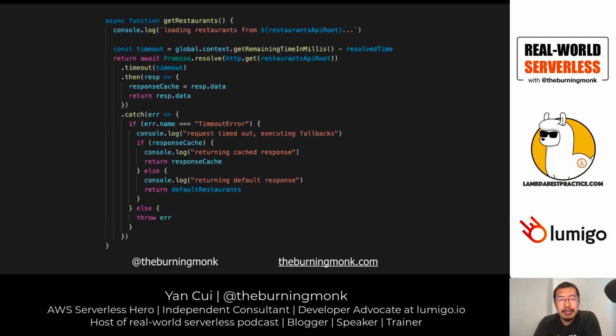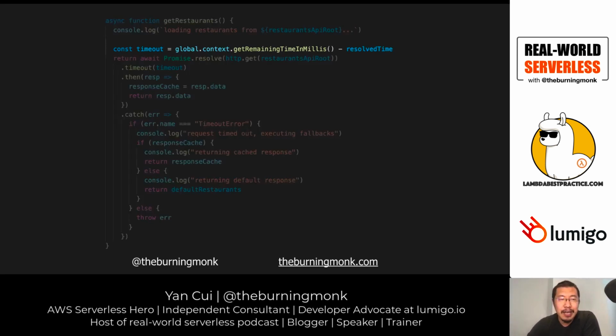And to do that, you can see that we can add a few lines of code to our get restaurants function that we had earlier, whereby first we're going to use the context object, which in this case I moved into a global variable, to check how much time is left in the current invocation, and then I'm going to reserve some time at the end. So I'm going to set a timeout for the HTTP request itself, using the value that I have derived based on the amount of time that's left minus my reserve time for recovery.